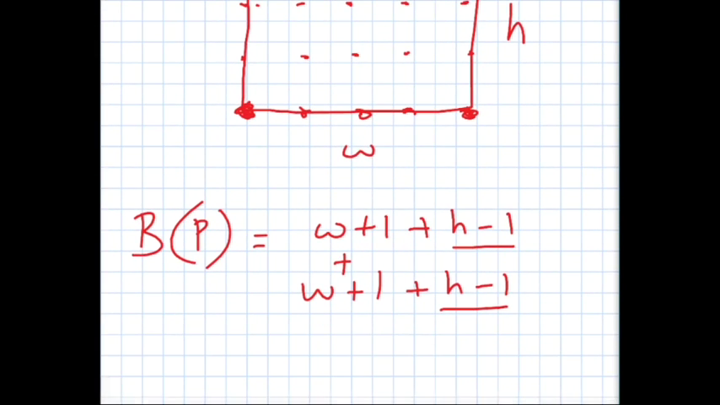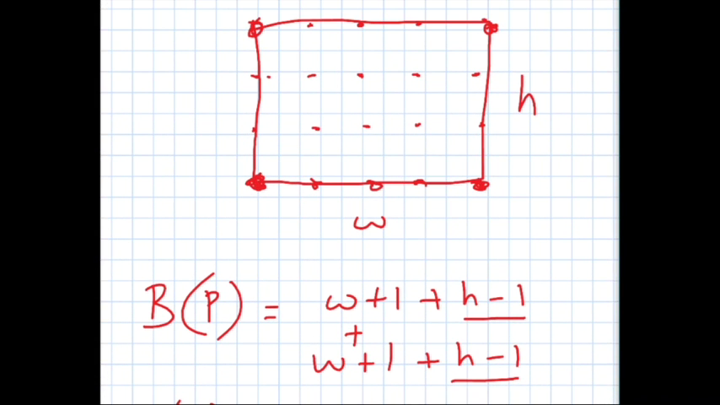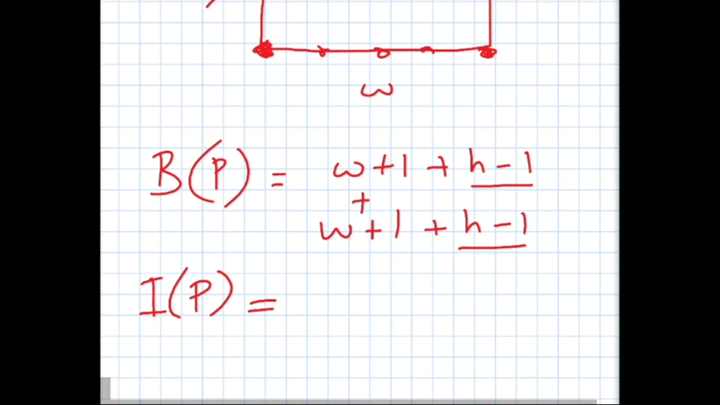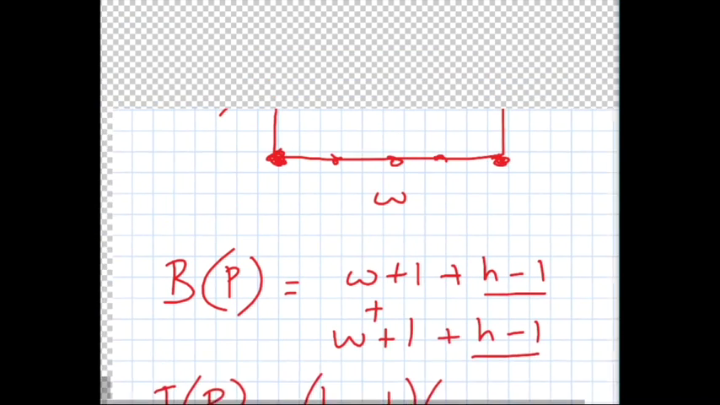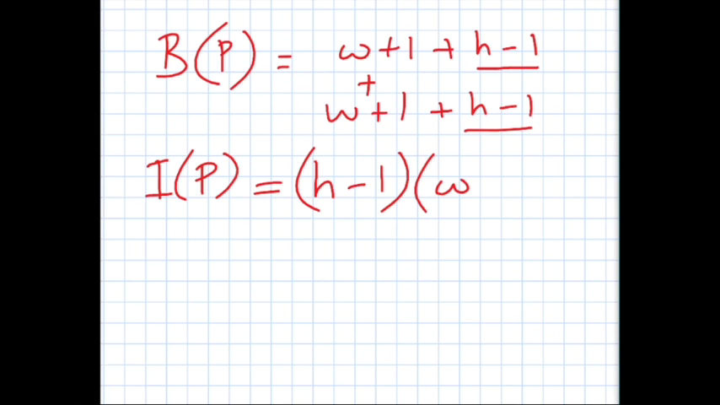Okay, now what is I of P? Let's say rows here. How many rows do we have? We have H minus 1 rows. And for each row, how many points do we have? We have W minus 1 points. So this is my I of P.